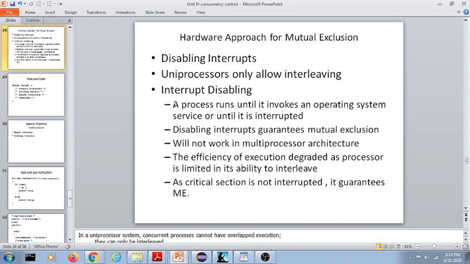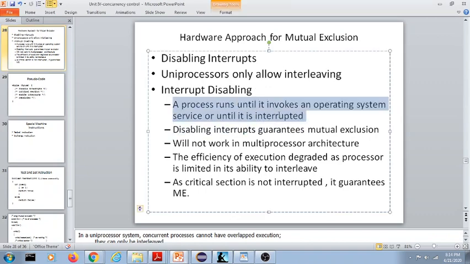Interrupt disabling: a process runs until it invokes an operating system service or until it is interrupted, usually. This is the usual scenario. What happens is, if the process gains access to some printer, then it will use that printer unless it is done with its job, or unless it is interrupted. So when it is interrupted, it has to leave that printer. This is a normal scenario.